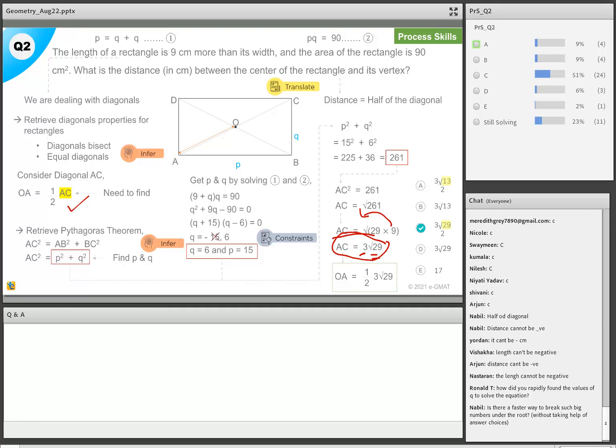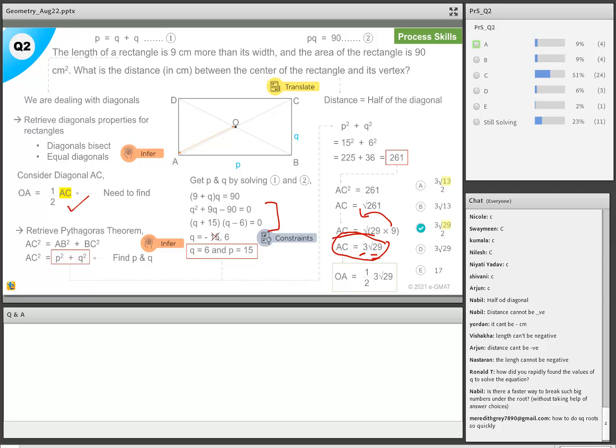Now, how did you rapidly find the value of Q to solve this question? Again, we solved this quadratic equation, right? We used the middle term factor. In case you do not know the middle term factor method, you can use the discriminant rule to find out the two roots of this equation, Ronald. I hope that clears your doubt.